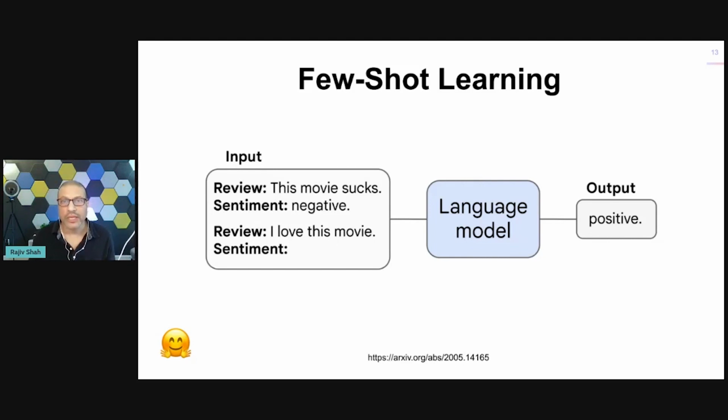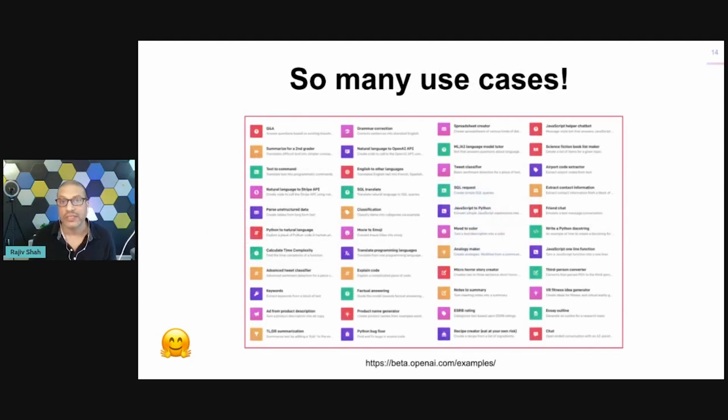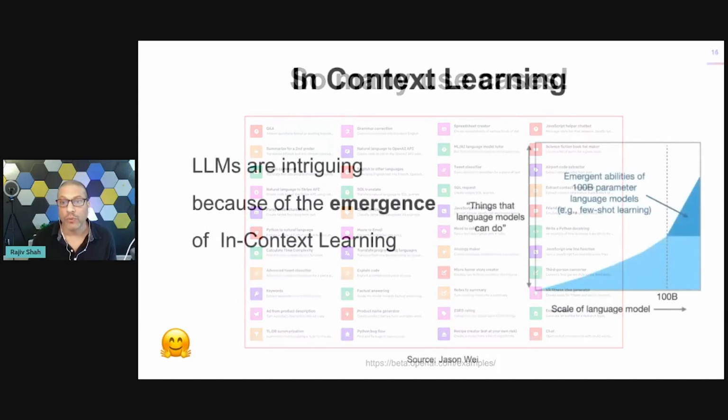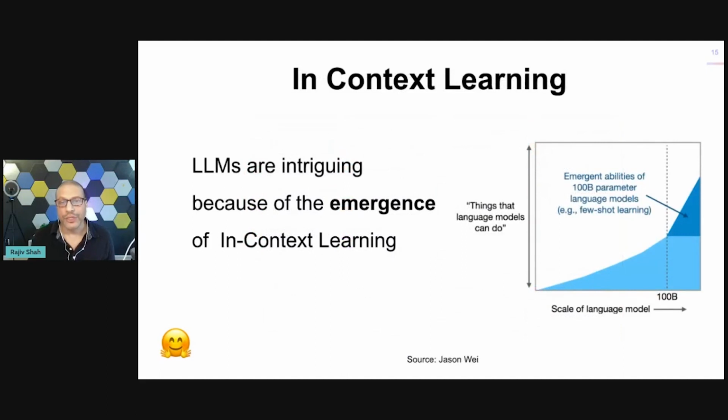And this was really very novel. I think this was one of the exciting things that opens up lots of possibilities of use cases, because all we have to do is show it some examples, ask for the kind of output we want, and we'll get that. You'll hear this called in-context learning. This is something that we didn't see with smaller models, but as language models got bigger, it was called an emergent capability that we only saw with the larger models.